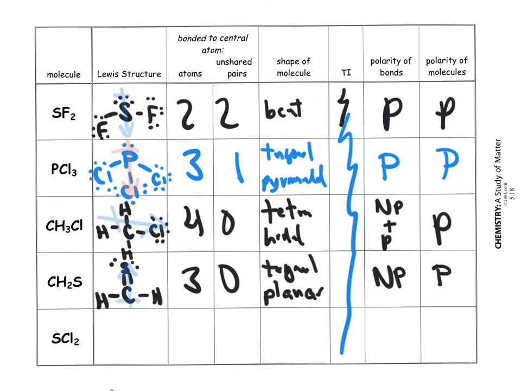And finally, SCl2 is going to be exactly like SF2. This is going to be your 2 and 2. It's your bent, and everything is polar in the exact same way. We'll do this in red so you can see it. So there's your worksheet. Good luck. This is not an easy topic. Just remember, separate the polarity of bonds first, and then figure out the molecule.